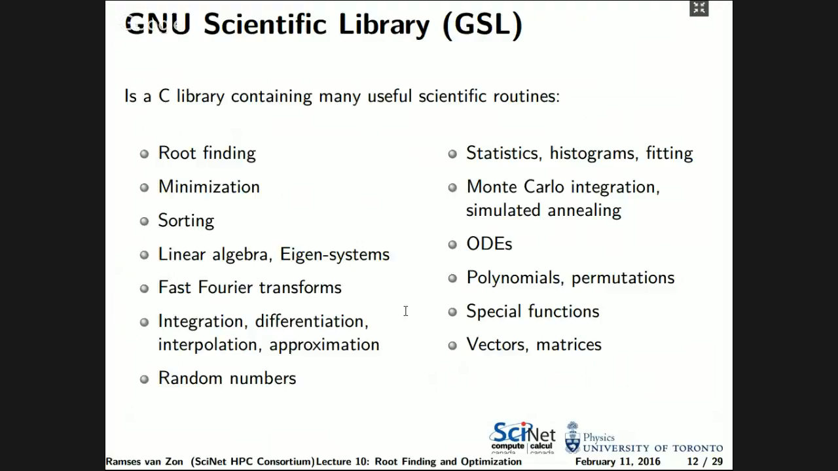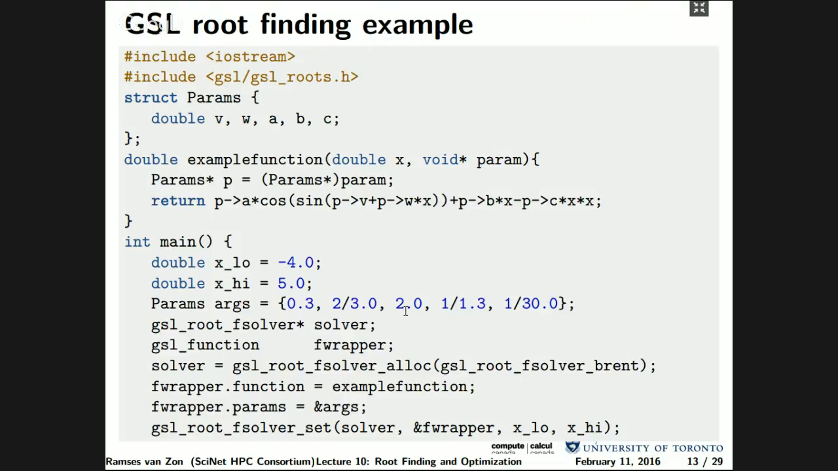So for this case, we have a function. Here's our example function. It takes a couple of parameters by a void star pointer. A void star is a pointer to anything that you might want to do. And so in this case, we will pass something in that is of type struct param, where I have v, w, a, b, c, and they're parameters that I put into the equation that I'm actually solving.